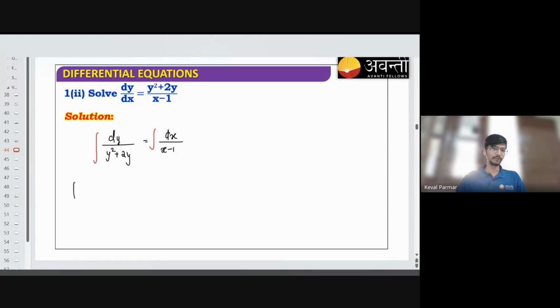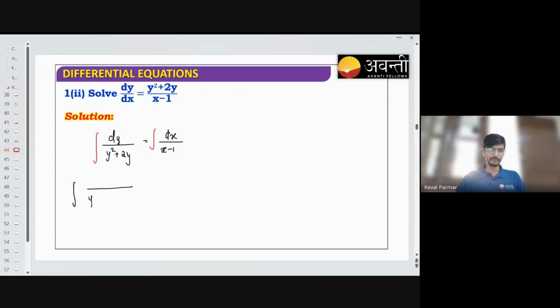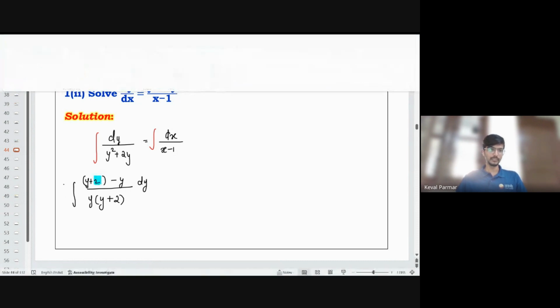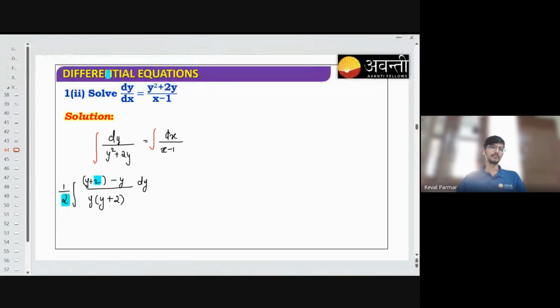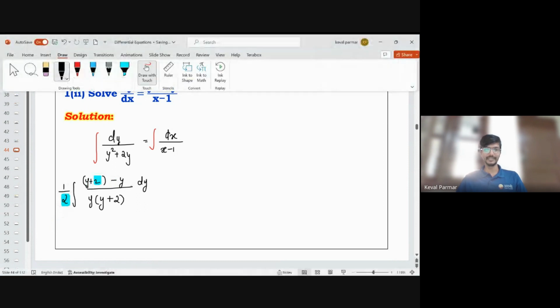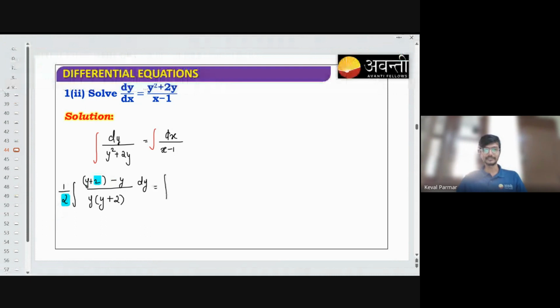On the left hand side, in the denominator we will get y into y plus 2. So you can replicate the numerator by writing y plus 2 minus y. If I write y plus 2 minus y, what is left is 2. 2 is left here, right? So that means I'll divide by 2 on the outside. So 2 is adjusted here. y minus y is 0. So y is also adjusted. So the left hand side is adjusted. On the right hand side, it is still integration of dx upon x minus 1.